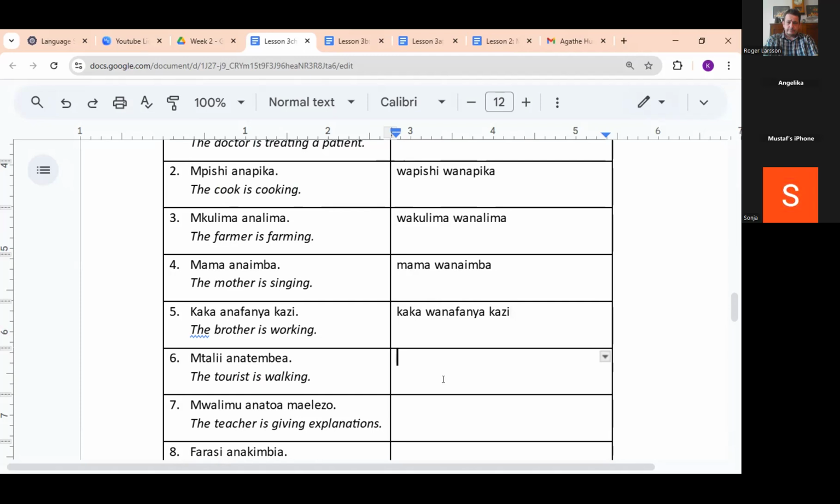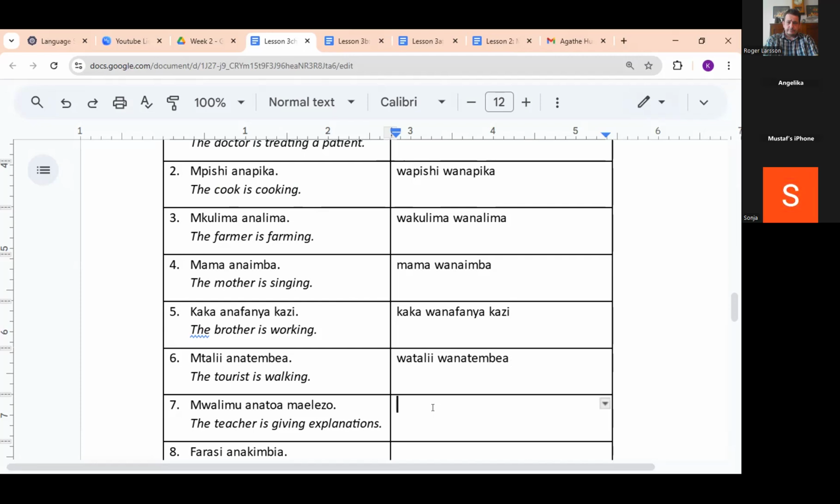Mtalii anatembea. Kaka Roja, mtalii anatembea. Watalii wanatembea. Vizuri. Asante sana. Mtalii anatembea, watalii wanatembea.